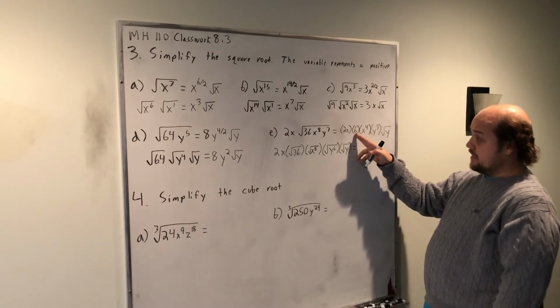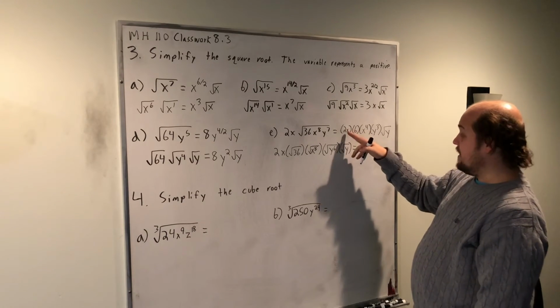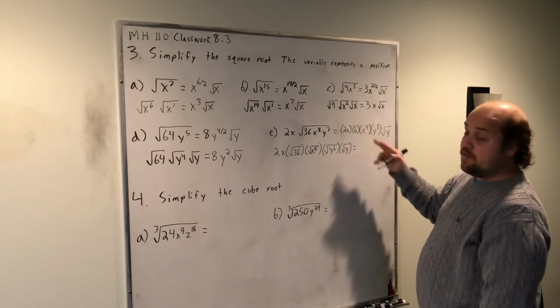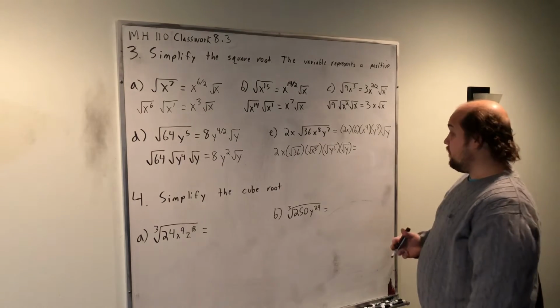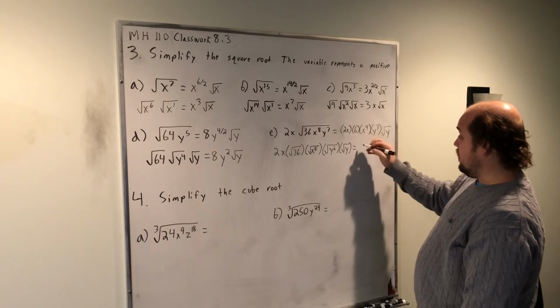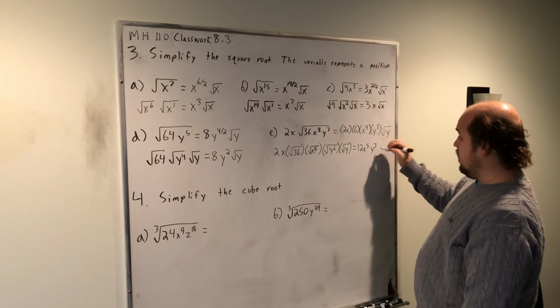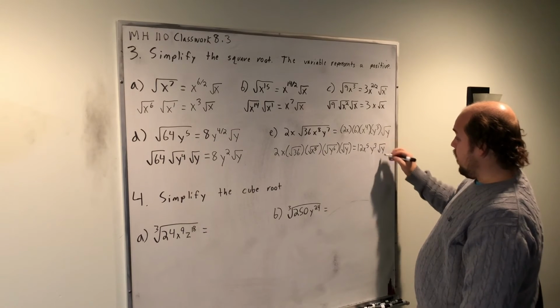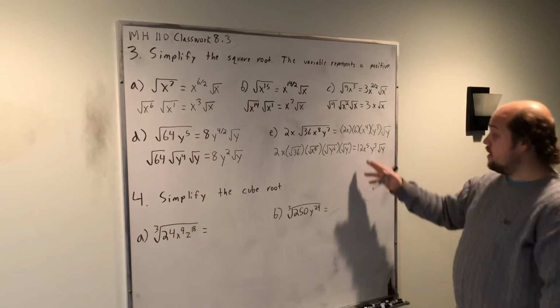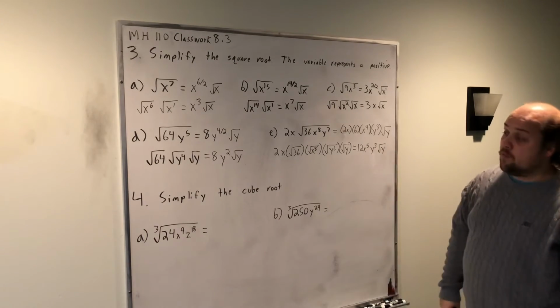2x times 6 gives me 12x times x to the 4th. But when I take x to the 1st times x to the 4th, it becomes x to the 1 plus 4, or x to the 5th. So this gives me 12x to the 5th. I also have this y to the 3rd and this square root of y. So my final answer is 12x to the 5th, y to the 3rd, the root of y.